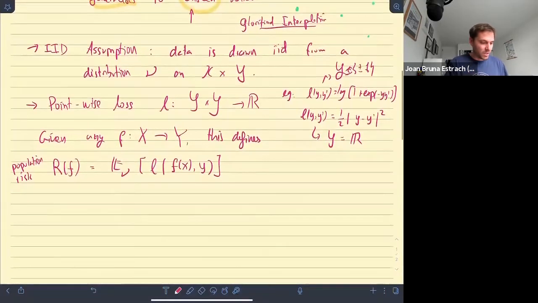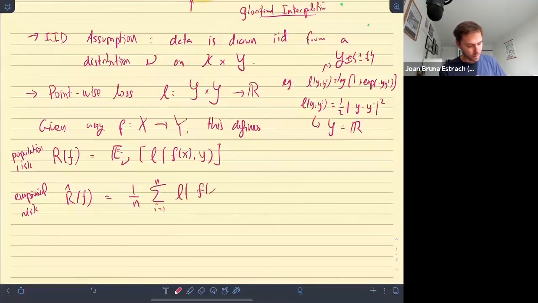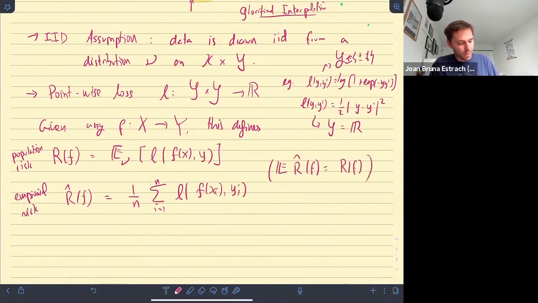Of course, this is a quantity that we cannot manipulate, right? We don't have access to this distribution. We have the empirical version, which typically we denote by R hat, which is just an average. We replace this expectation by the empirical expectation. It's the same thing. And of course, you can verify instantaneously that if you take the expectation of the empirical loss, you get the population loss, right? So you can think about this as an unbiased estimator of the risk.